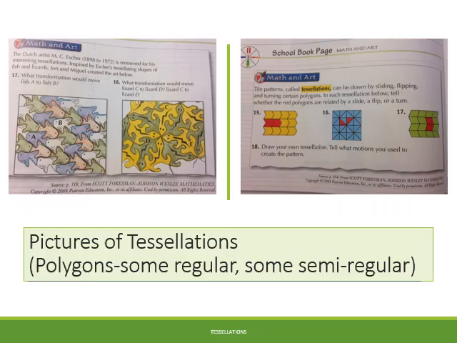The two pictures you see here are from our textbook, and you can see examples within our textbook, and it asks some questions like what transformation would move fish A to fish B, right here, and what transformation would move lizard C to lizard D, lizard C to lizard E, and then on the right side of the page over here, you can see different pattern tessellations and different questions. So if you want to look for more, you can look in our textbook.